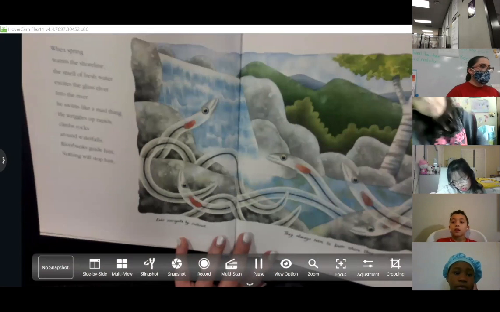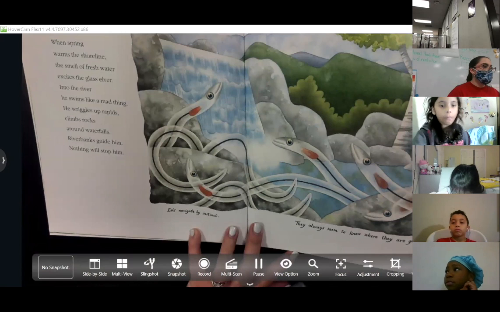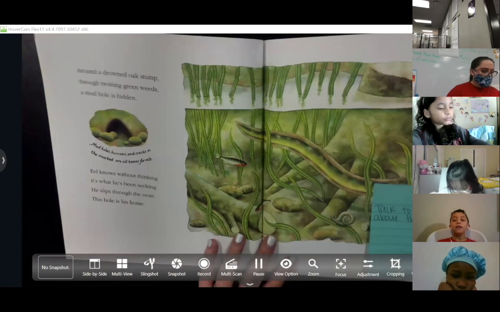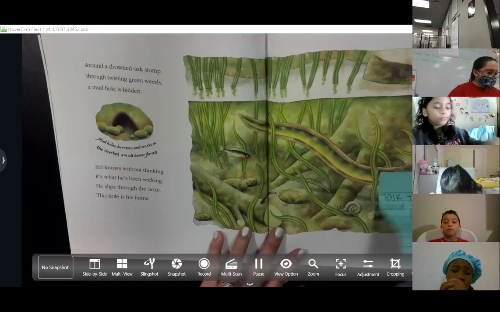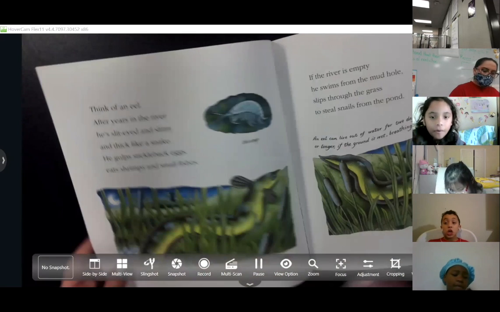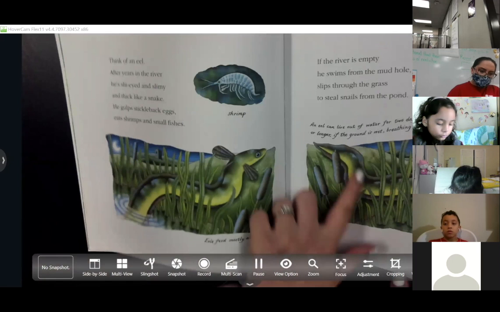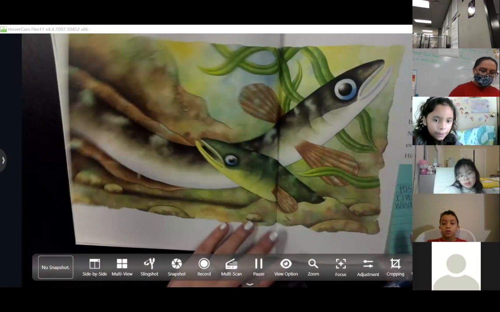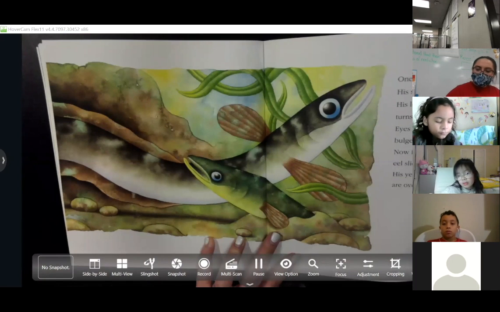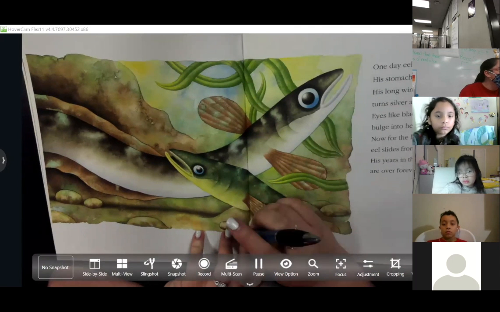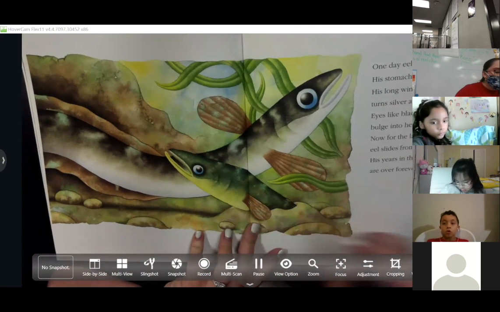So this is still the elver. Boys in the back, your eyes should be on me. That looks like the elver. I see that he's kind of starting to grow up a little bit. Oh, but wait, on this page, this looks a lot different from the elver, doesn't it? What do we think this looks like?